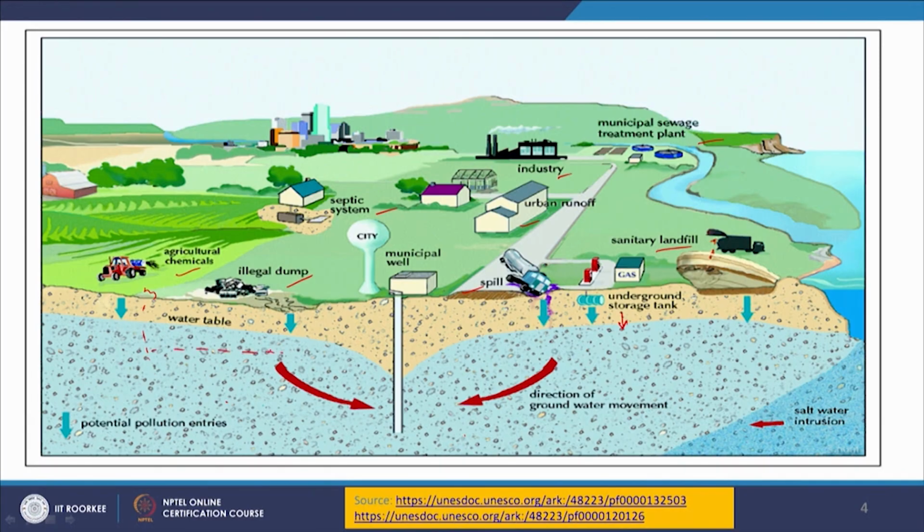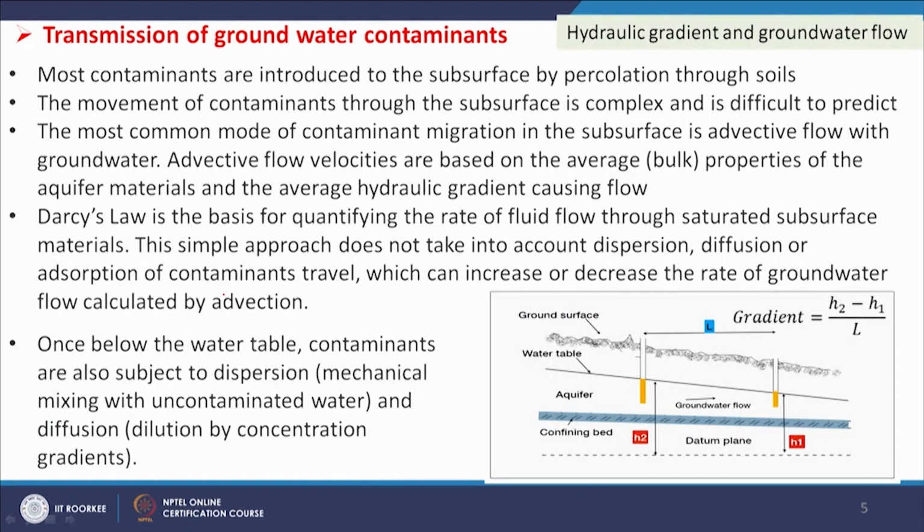So, that transmission will take place, or, if this is our water table, it can be above that water table, in the surface soil, and there also the pollutants can transmit from one place to another place. Here it is very clear, you see, this is our datum plane, and this is one well, another well is here, and this is our water table. From the datum plane we are getting different heights.